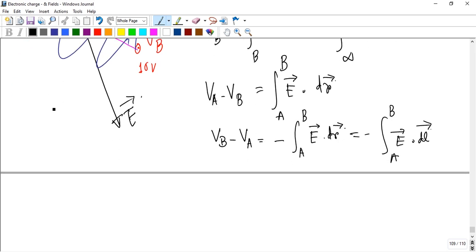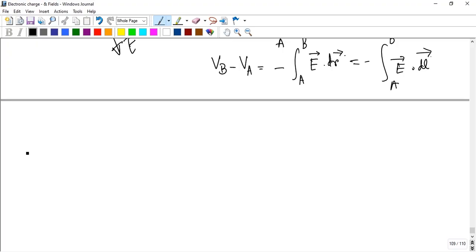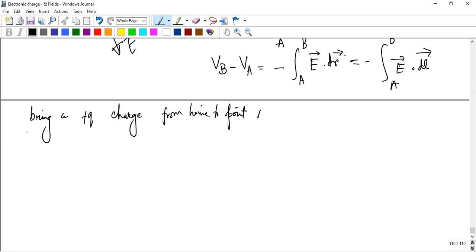Suppose you bring a positive 1 coulomb charge from infinity to point A. That is obviously equal to the work done by me or by you, both are the same. The work done by you is Q, the test charge, times the potential at point A, VA, in joules.